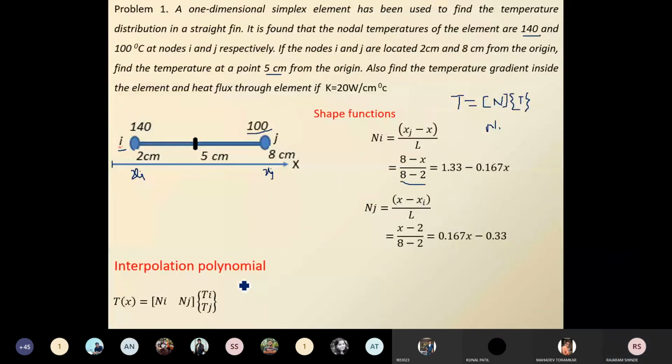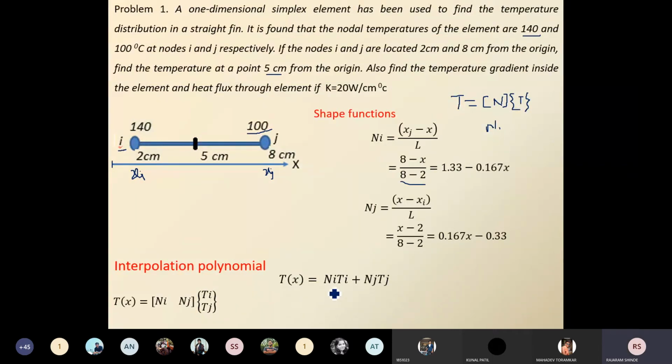Now your interpolation polynomial, you see here it is in simultaneous equation, in matrix form. Here you do the practice of matrices, because in most cases we are solving by using matrices. Here one dimensional is simple, therefore we are not going for matrix. But if we go for two dimensional and three dimensional, it is complicated. So solving the problems on two dimensional or three dimensional by using matrix becomes simple. So your T is equal to NiTi plus NjTj.